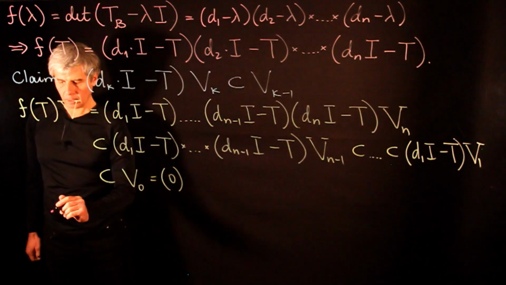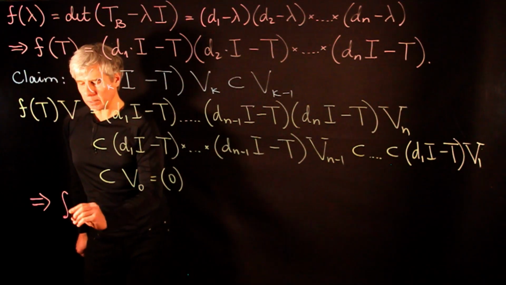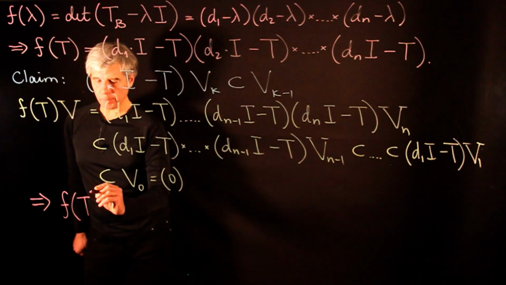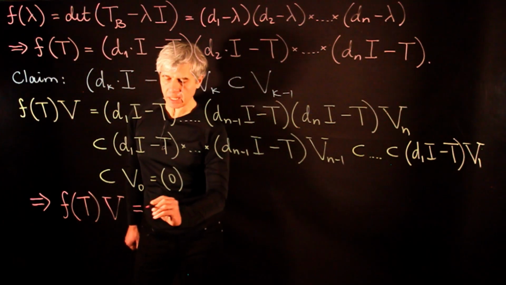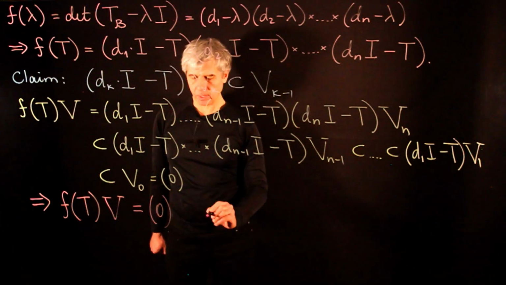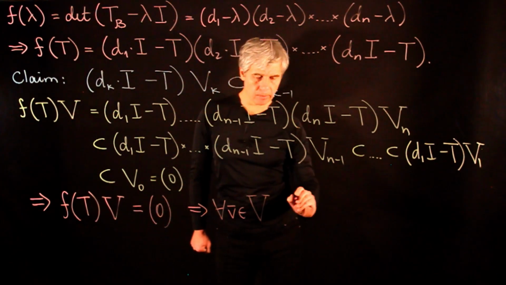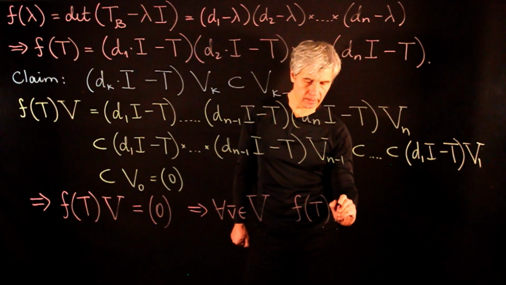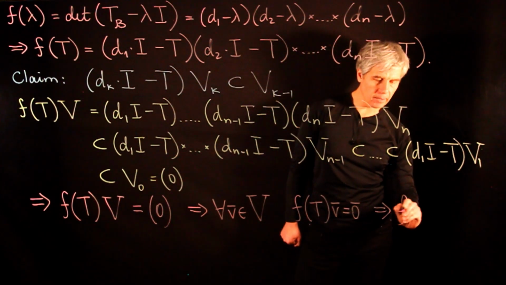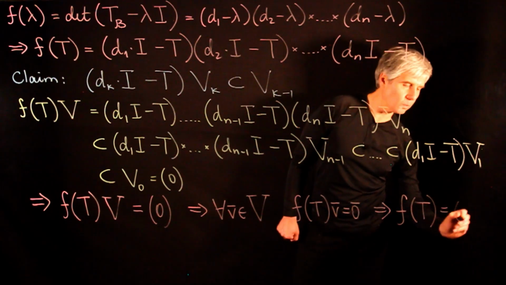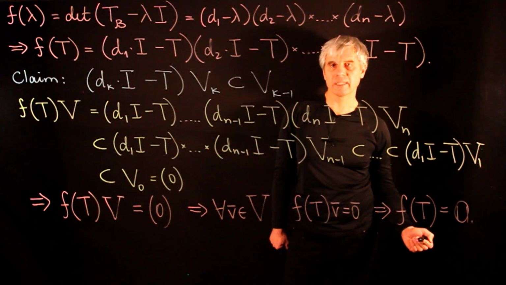Let us summarize this. So we proved that if we evaluate the characteristic polynomial on our operator t and apply this operator to our vector space, then the result will be in a zero subspace. This means that for all vectors v in our vector space, this operator applied to v is giving us a zero vector. Which means that f of t is a zero linear operator. And this completes the proof of the Hamilton-Cayley theorem.